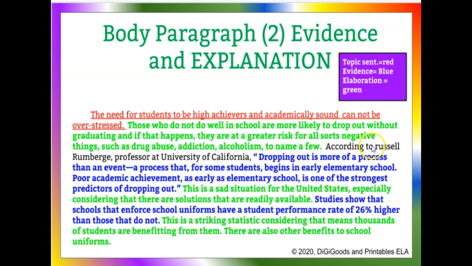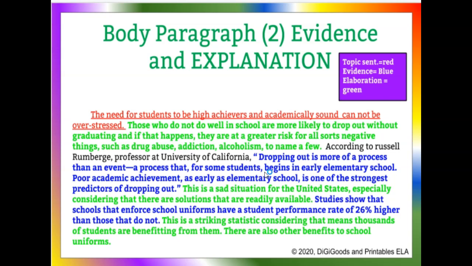And then here's a transition, according to Russell Rumberg, professor at University of California. And here is my evidence in quotation marks. Dropping out is more of a process than an event, a process that for some students begins in early elementary school.